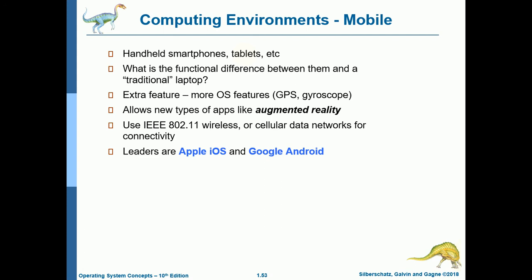So the next is we have the use of IEEE 802.11 wireless. So that's the code for wireless network, the IEEE 802.11 wireless devices. That's the name, or code name, that is used by IEEE. Or cellular data networks for connectivity. So leaders for mobile are Apple iOS and Google Android for the operating systems.